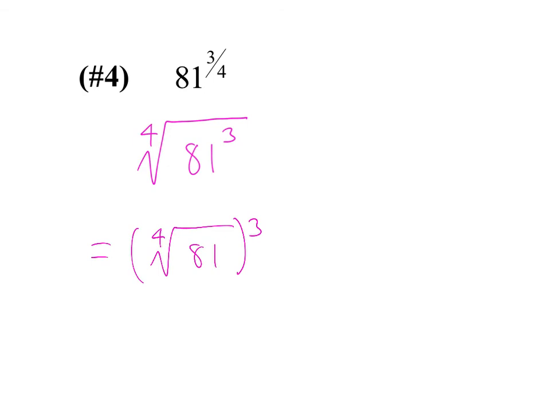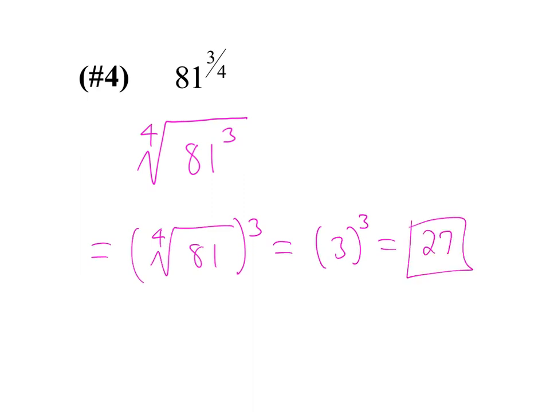Now, how does that help us? Well, if you look, do we know the 4th root of 81? Yes, we do. The 4th root of 81 on our perfect card is actually 3. So I can rewrite this as 3 to the 3rd now. And what is 3 to the 3rd? Well, that's 3 times 3 is 9, 9 times 3 is 27.